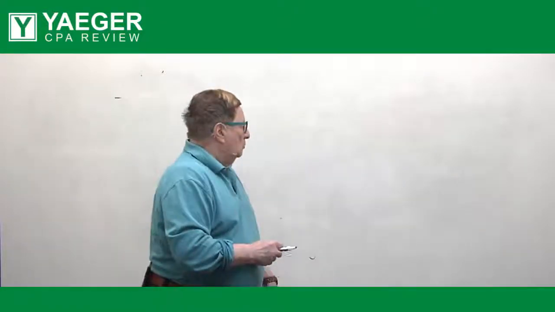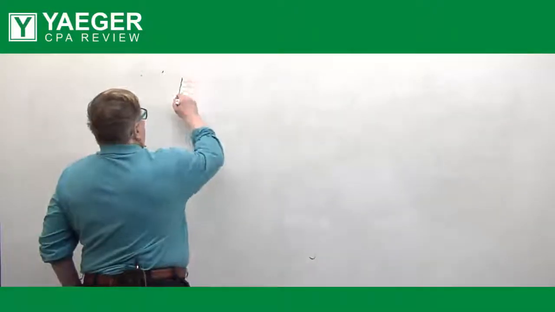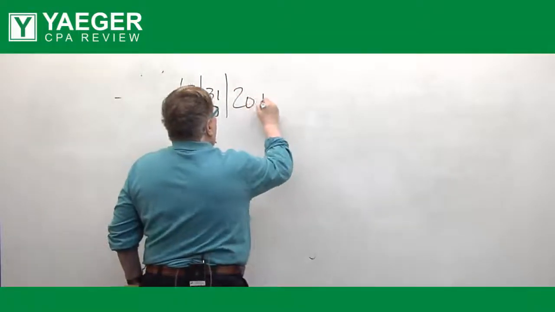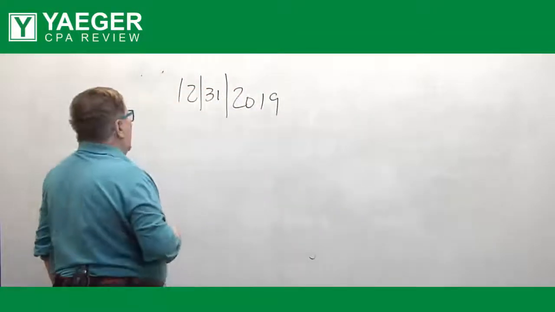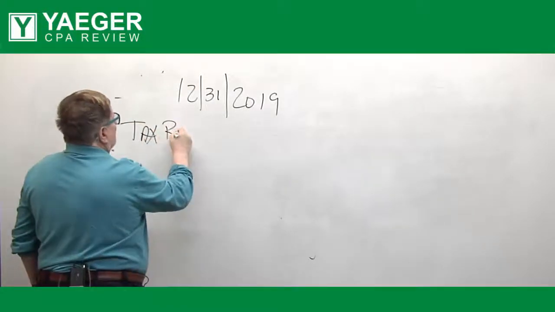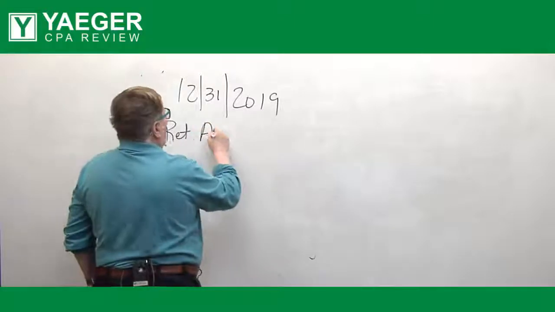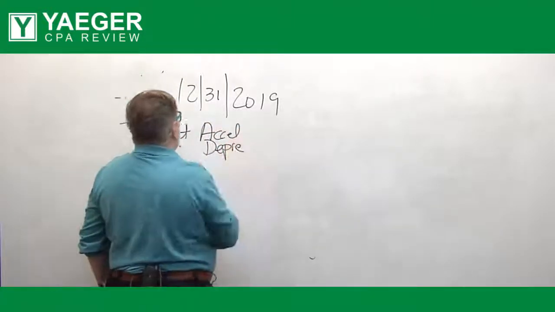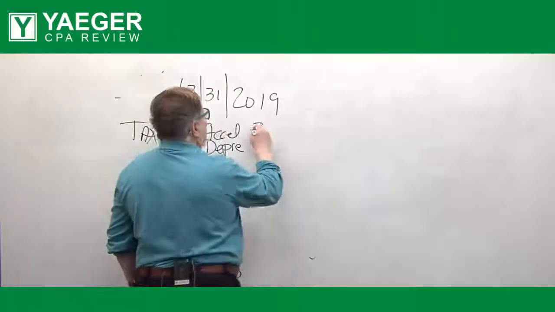All right, now let's assume it's the year 12/31, 2019, and on our tax return, we are using accelerated depreciation, and our depreciation, because accelerated on tax return, is $300,000.